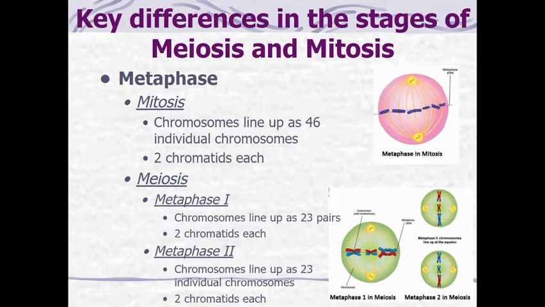Metaphase is very different between mitosis and meiosis as well. In mitosis, the chromosomes line up as 46 individual chromosomes that each have two chromatids. In meiosis, remember we've got two metaphases. In metaphase 1, the chromosomes line up as 23 pairs, and each is made of two chromatids. Whereas in metaphase 2, the chromosomes line up as 23 individual chromosomes made of two chromatids each.